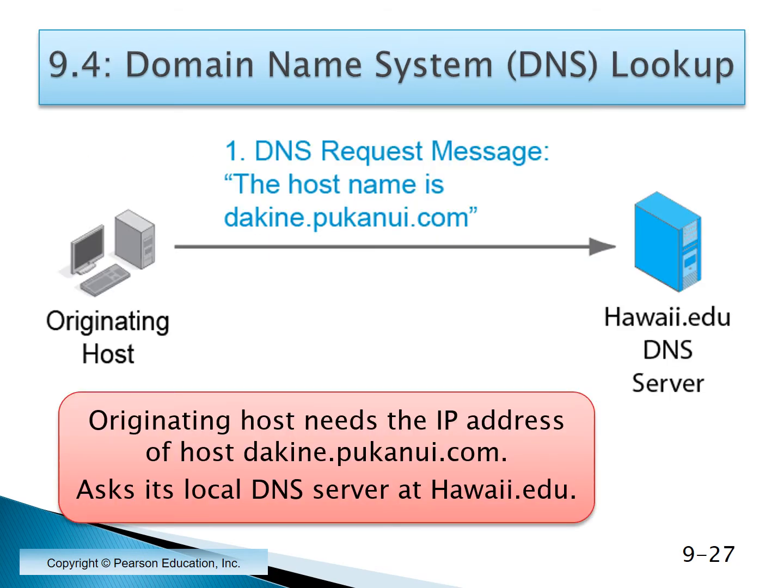So the Domain Name System (DNS) lookup actually works in the following way. For example, I'm using my browser, and I'm typing in www.google.com or another host name like this one, dekin.pucanio.com. Then I actually need to find the exact IP address so that I can send a message there, right? So what I need to do is ask my local DNS server.